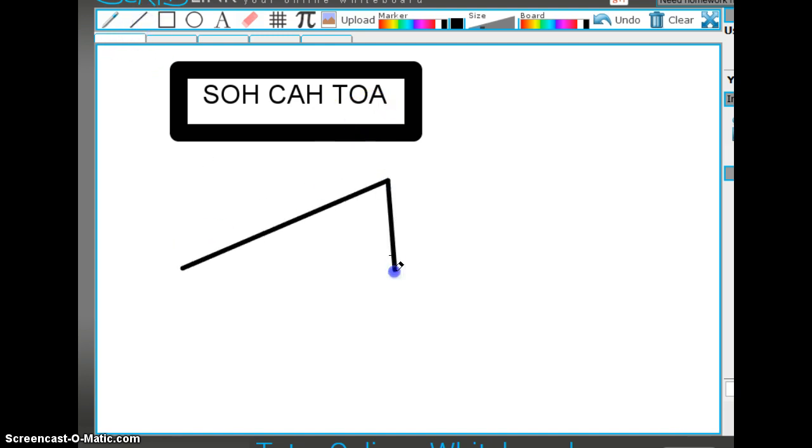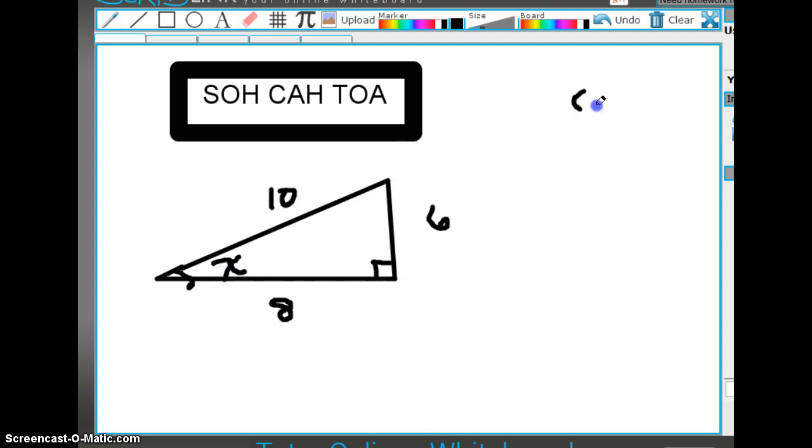So let me draw one right now. Let's put in a right triangle triplet. Let's call this side 6, this side 8, and this 10. Okay? So we're going to look for this angle x. You need either this angle or the other angle over here.